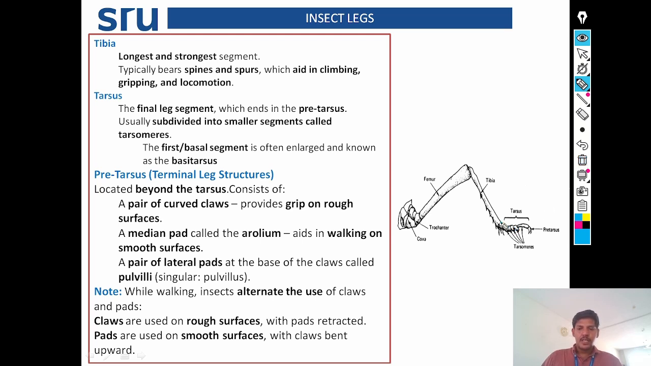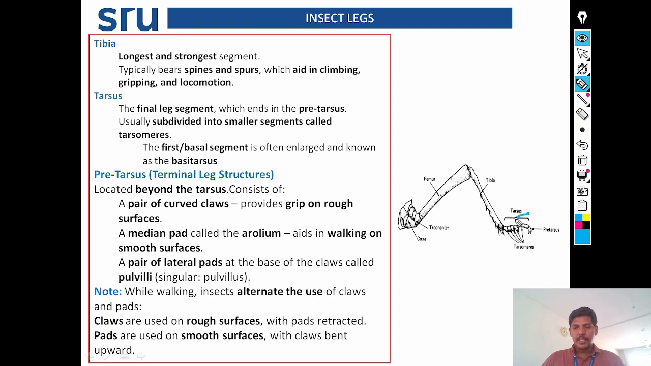The first or basal segment of the tarsus is enlarged, and we call that enlarged segment of the tarsus the basitarsus. Tarsus, the final leg segment, ends in pretarsus. Usually it is subdivided into smaller segments called tarsomeres. The first or basal segment of the tarsus is often enlarged, and we call that segment basitarsus.